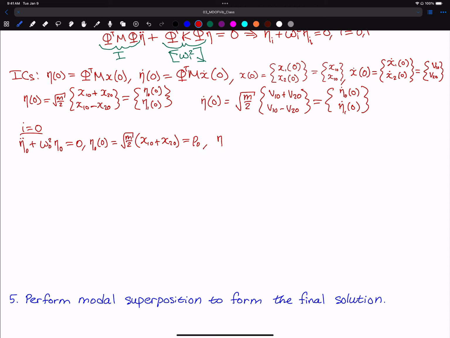And then for the initial velocity, eta 0 dot of 0, this is going to be equal to the square root of m over 2 times v1 0 plus v2 0, which we're going to say is q0. We'll come back and plug in what these are later on.